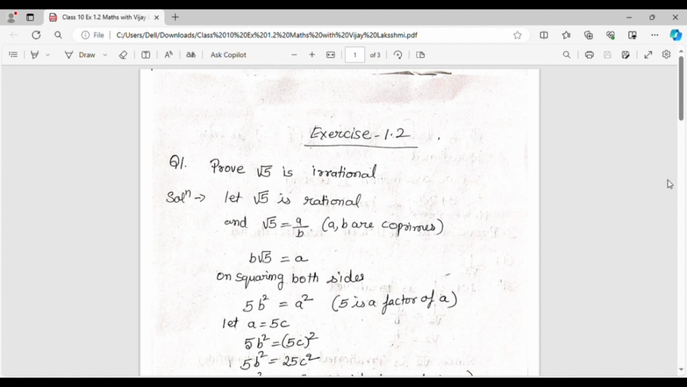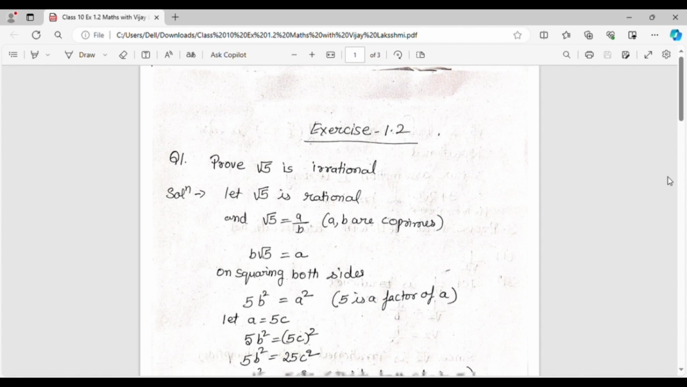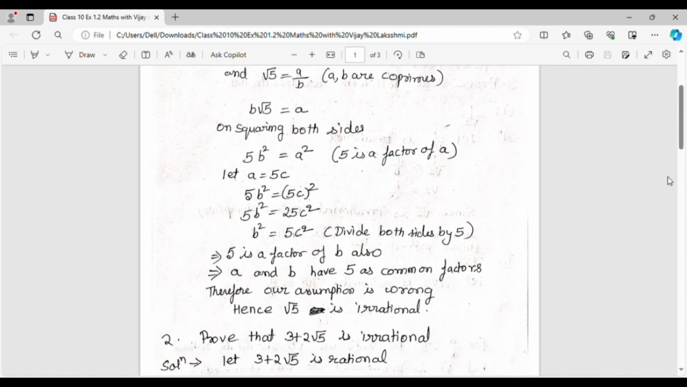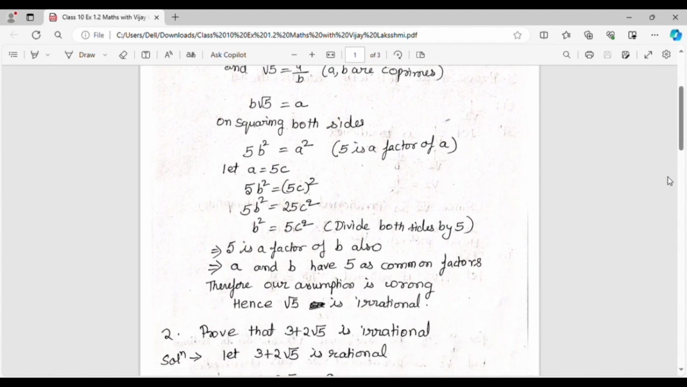Then we will take a as 5c, where c is an integer. On squaring both sides, we'll get 5b square equal 5c whole square or 25c square. B square is equal to 5c square. This shows that 5 is a factor of b also. Now if 5 is a factor of a and b, this means a and b have a common factor 5, which is against our assumption. Therefore, root 5 is irrational.